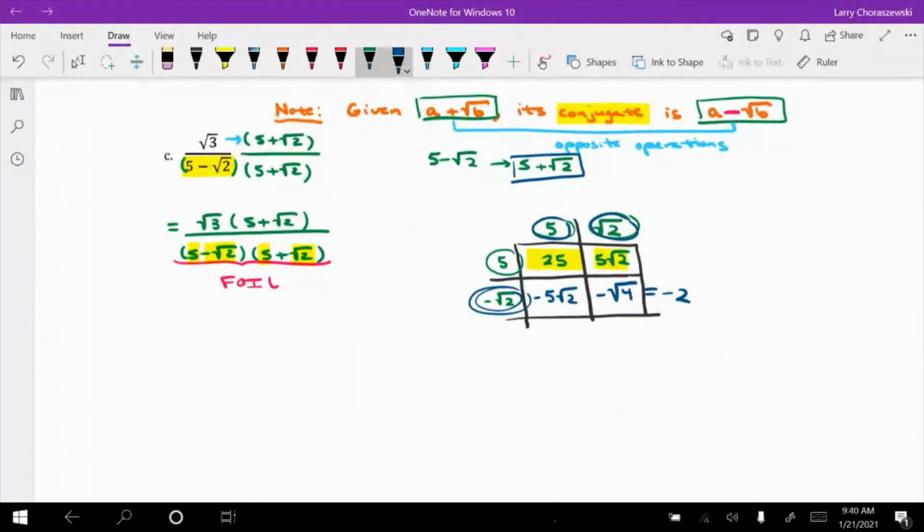All right. So what do we do with all that information? Okay. Well, basically, we're going to take 25, 5 radical 2, negative 5 radical 2, and negative 2, and add it all together in the denominator. Okay, so I'll write 25 plus 5 radical 2 minus 5 radical 2 minus 2.